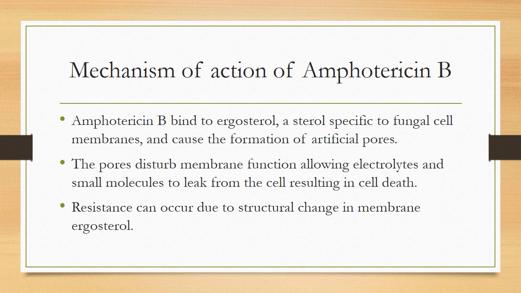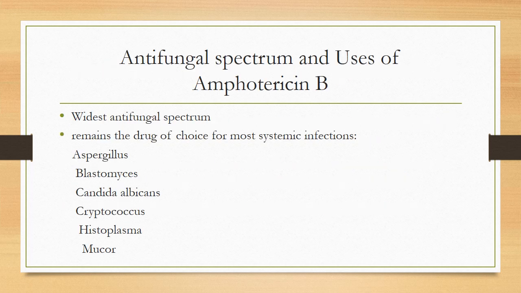The mechanism of action of amphotericin B. That drug binds to ergosterol, a sterol specific to the fungal cell membrane, and causes the formation of artificial pores. The pores disturb the membrane function, allowing electrolytes and small molecules to leak from the cell, resulting in death of the cell. Resistance to this antifungal drug can occur due to structural change in the membrane ergosterol.